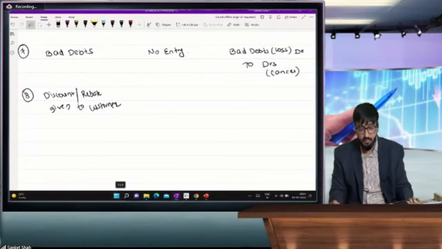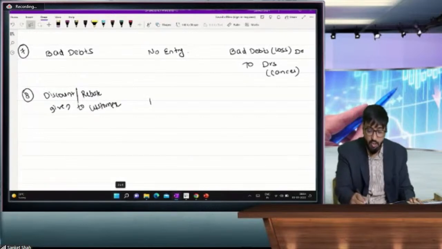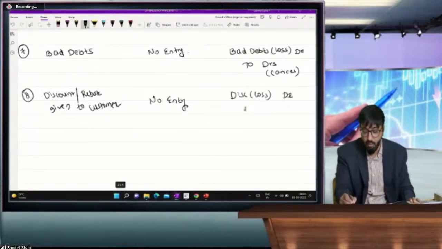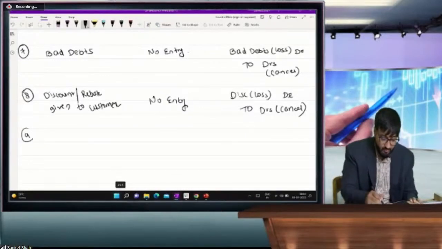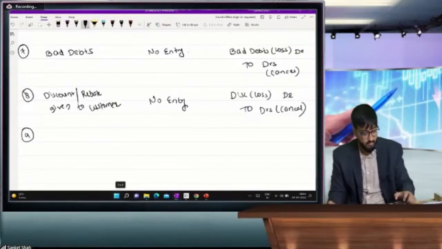Chalo. So same thing, customer is not associated with HO. Customer is of branch. So HO role, no role beta, no entry. And this discount is your loss. And therefore, to debtors, we are going to cancel it. Eighth entry, discount to debtors.